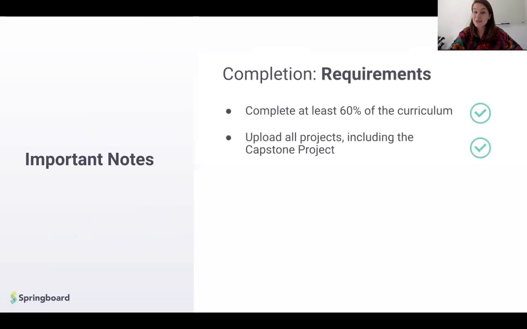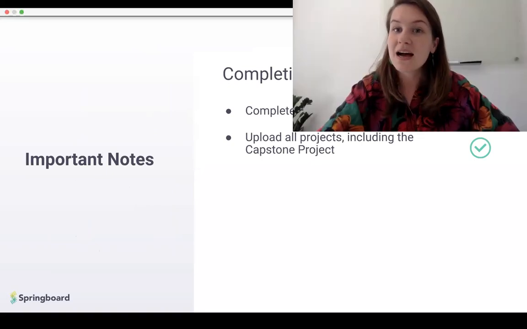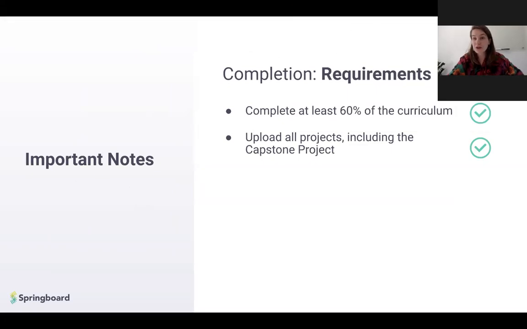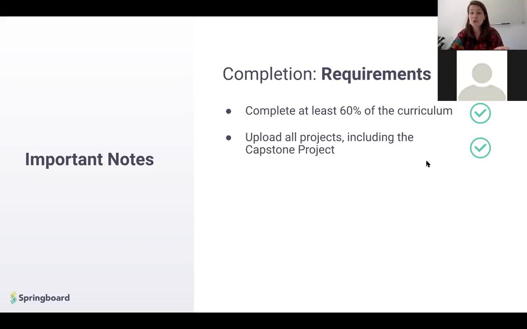So some important notes, completion requirements. You are required to complete at least 60% of the curriculum in order to complete the course. The reason why we do this is because we really believe and want this to be a learning experience that is somewhat tailored to you. This allows you some flexibility to skip stuff that maybe you already know or aren't as interested in, and allows you to spend more time on things you are really interested in learning or maybe require more time to learn for you personally.